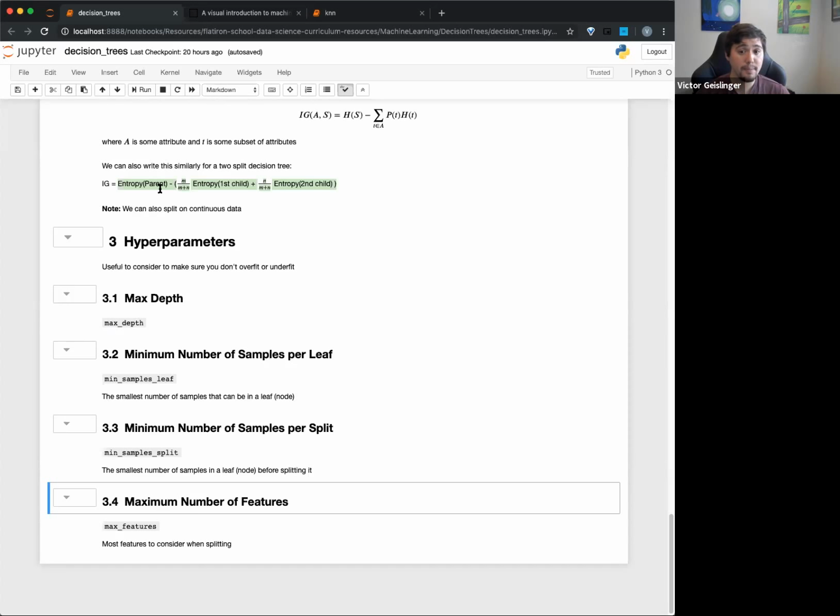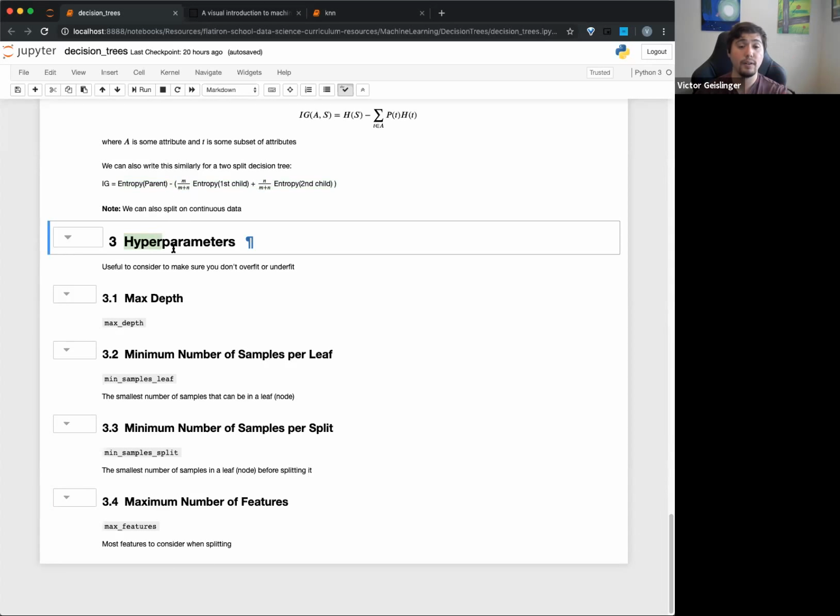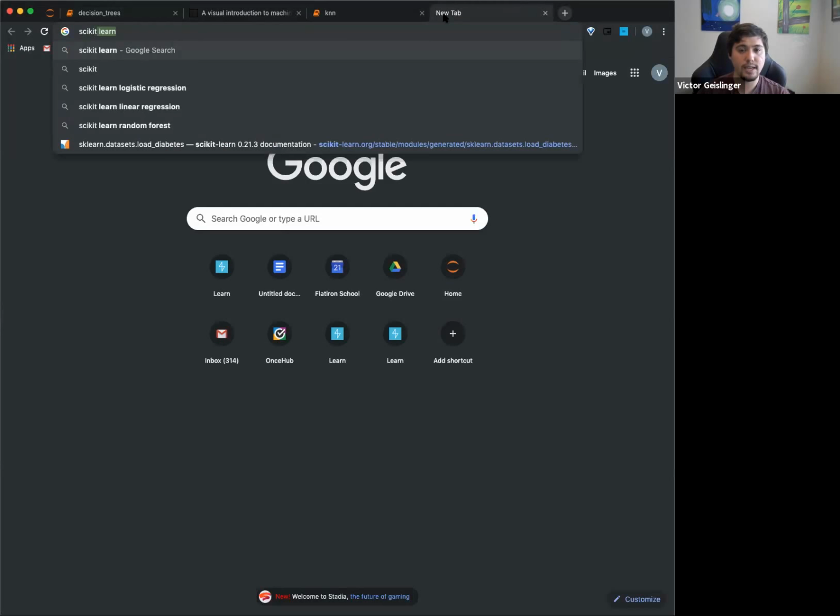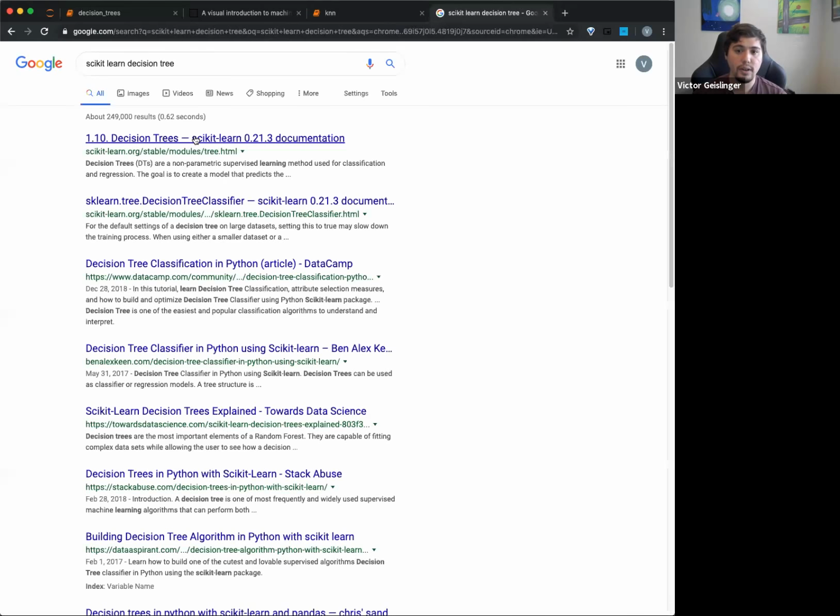And so with these hyperparameters, basically hyperparameters means describing the algorithm, saying what things should we consider on top of this. You can basically make a pretty powerful machine learning algorithm from decision trees. And so I'm just going to show you scikit-learn's decision tree code right here.